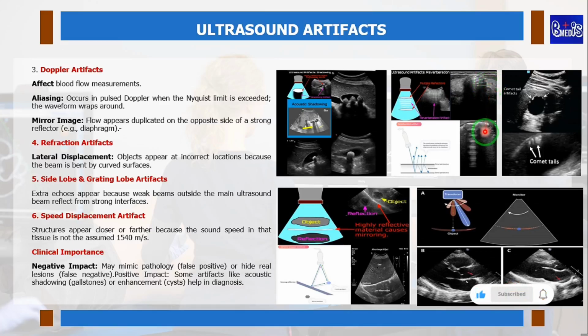Multiple stretches of line, which we call reverberation artifact. Then we also have the comet tail. You can see these spikes looking more like this reverberation, but these are very tiny specks emanating from this structure, mainly the gallbladder, usually seen within the gallbladder. Then we also have the mirror artifact.